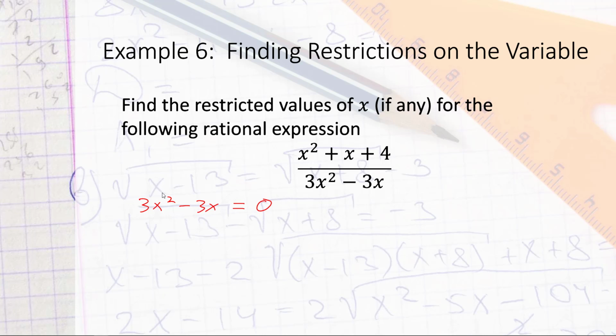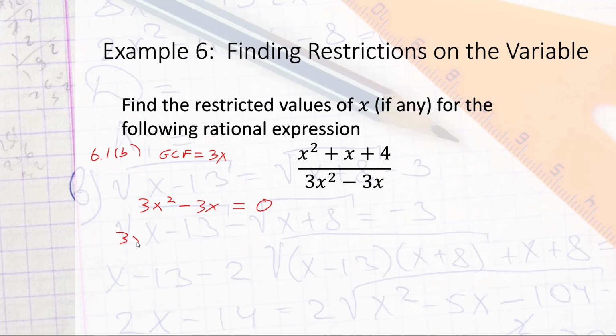Now this is actually a 6.1b type problem because we have a greatest common factor here. Notice here we both share a 3. This has 2 x's, this has 1, so there is a greatest common factor of 3x. And we can factor that out.